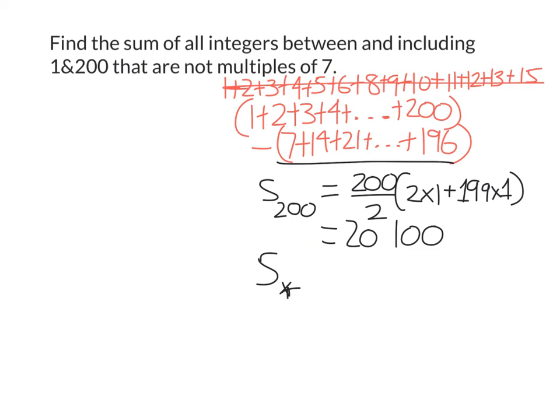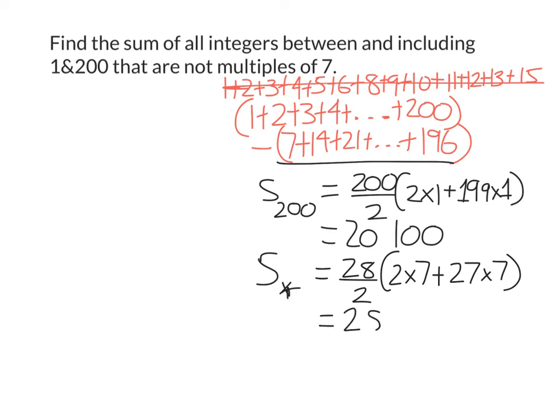So the sum of this will be n over 2 times 2a plus n minus 1 times d. And the answer I get there is 2,842. So the sum of all integers between and including 1 and 200 that are not multiples of 7 will simply be 20,100 minus 2,842.